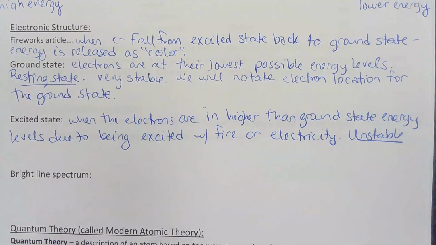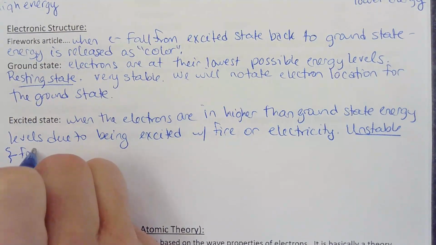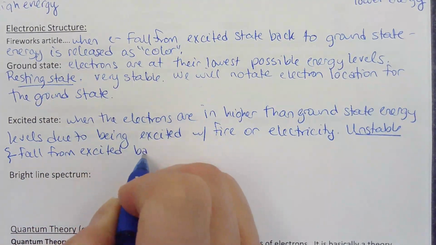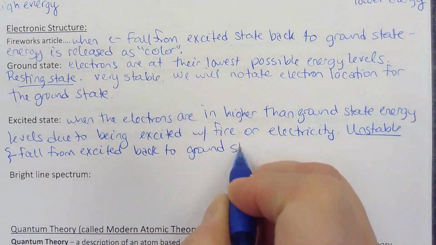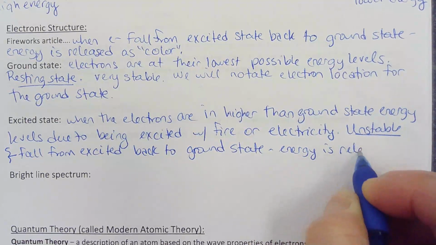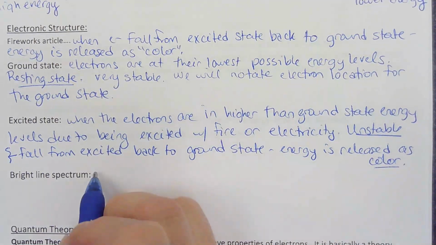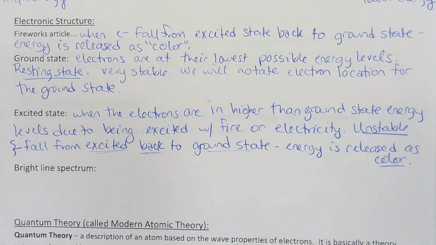And I'm also going to note it again here under excited state. The fall from excited back to ground state, energy is released as color. I think it's very important for you to know that it's not the jump up that gives you the color, it's the fall. It's the falling back down that releases the color.